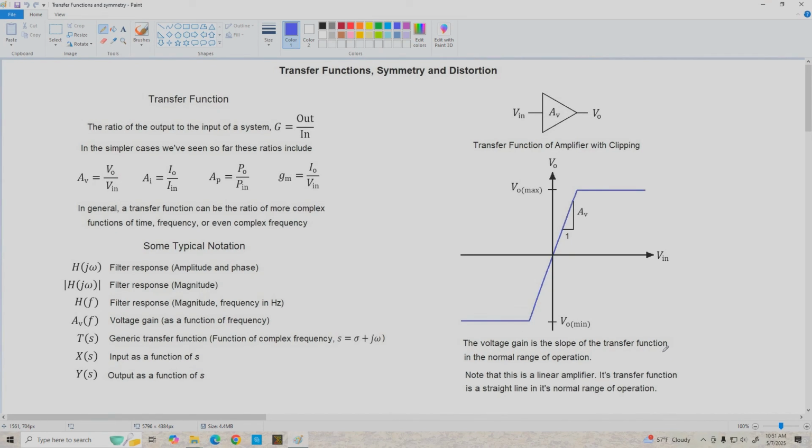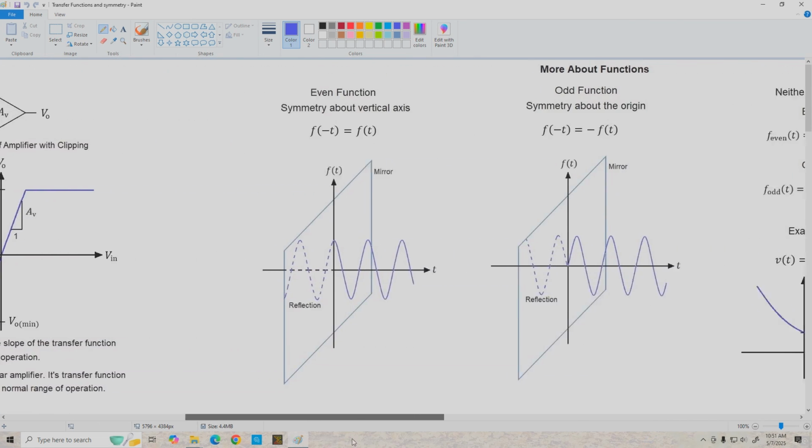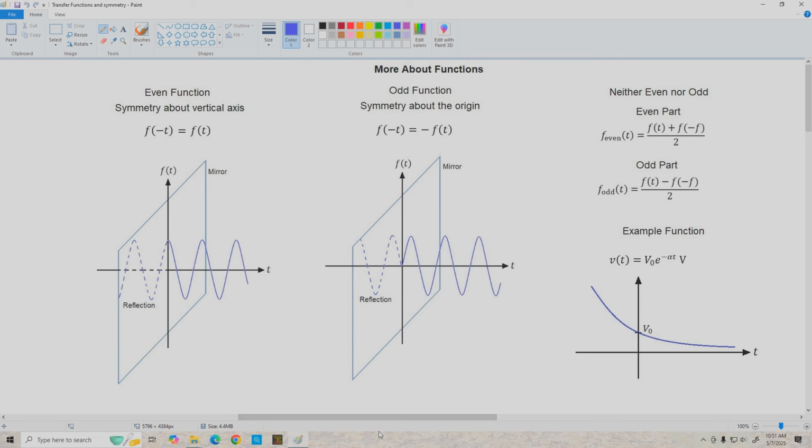Alright, so now that we've got some of the basic terminology out of the way, let's go on over to the next page, and I want to talk about functions and symmetry. One of the primary characteristics of a function is its symmetry. Now, we can have either even symmetry, odd symmetry, or something in between, which is neither even nor odd. If we start with even functions, that just means that the function has symmetry about the vertical axis. Technically, it means f of negative t equals f of t.